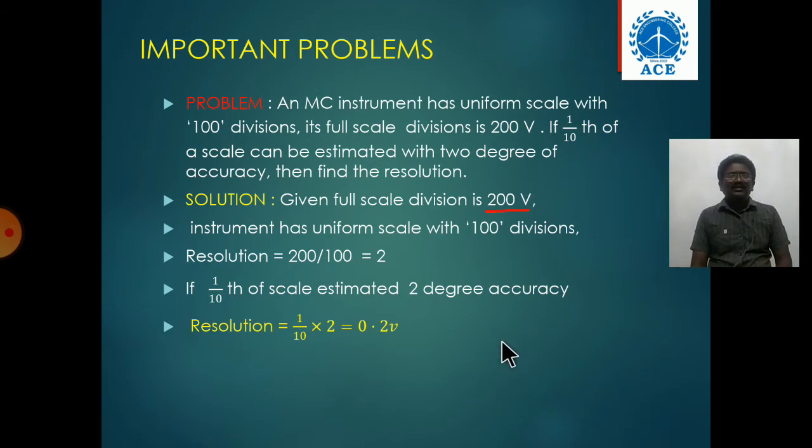Here we have 3 types of measuring devices. First one is the DC voltmeter.